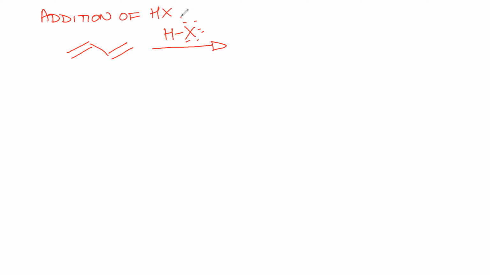Now, there's two reactions that I want to talk about, at least for conjugated systems. The first is something we've seen before. At the very start of this class, we took an alkene and reacted it with HX.